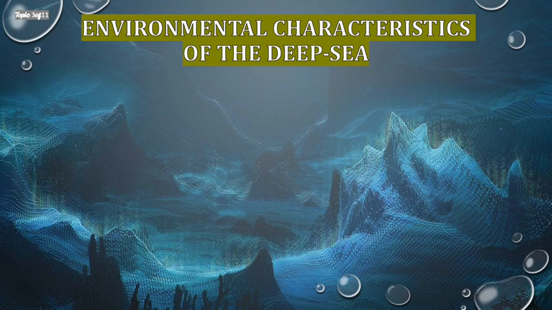I have here five key environmental characteristics of the deep sea: light, salinity, pressure, oxygen, and temperature. In the later part of my report, we will dive into how these environmental factors actually affect the organisms that live in the deep sea.